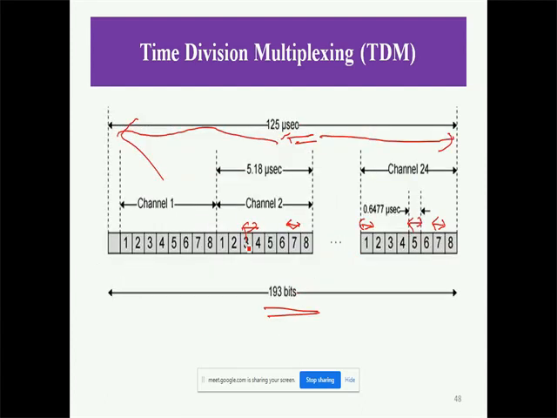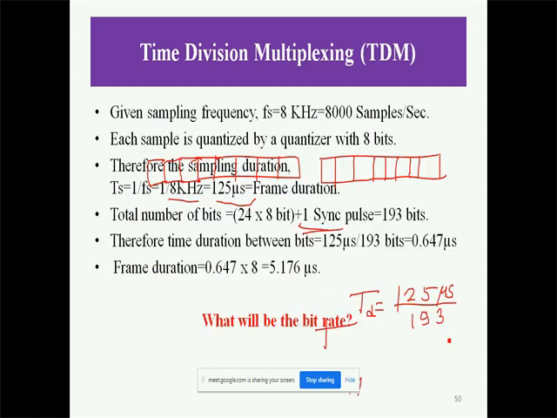And what is the frame duration? Frame duration means the total time of the frame. If we take the last frame, this one, how many bits are there? A total of 8 bits. So 8 will be multiplied by 0.647, and that will be in microseconds, so 5.176 microseconds. These types of problems are generally used to calculate the frame duration and bit duration, and to understand the TDM multiplexing system.